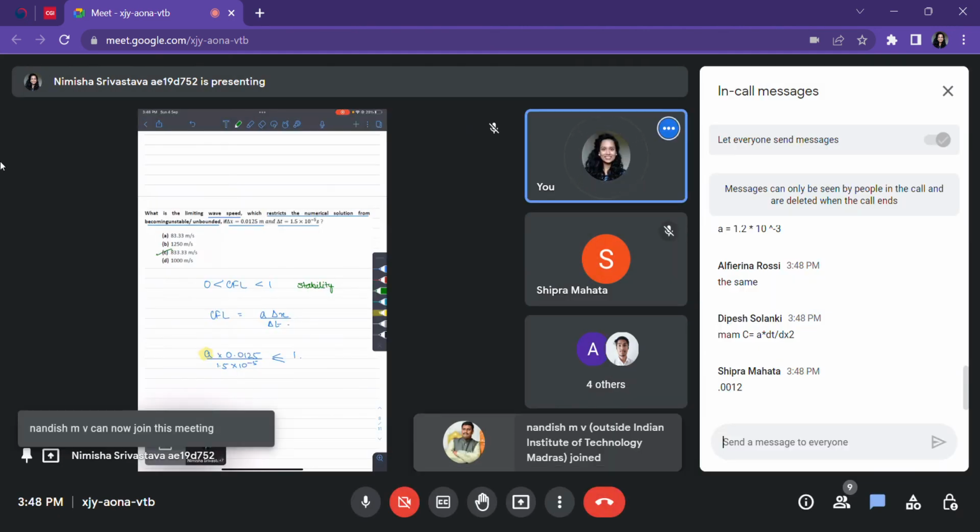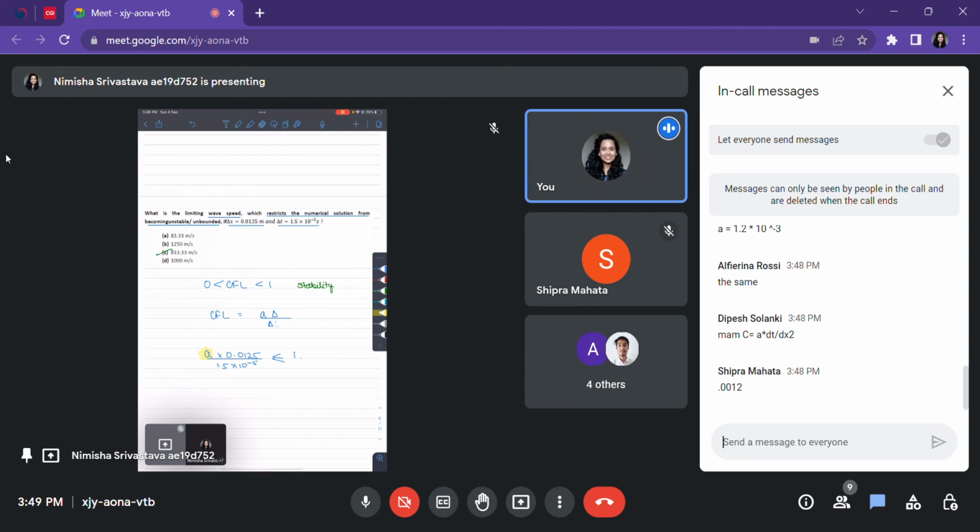Wait a second. I do have the answer for this over here, which I have computed. Oh, I am sorry. I have misdefined the CFL. That's a fault on my part. I miswrote. Yeah, thank you, Dipesh, that is the right answer. C equals A into delta t by delta x. It's only delta x, there's no square over there. It's fine. So the answer should be 833.33 meters per second. I'm sorry, I miswrote the definition of CFL, but you should have corrected me on that.